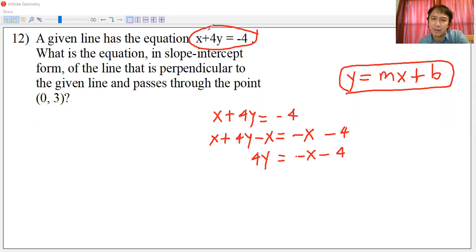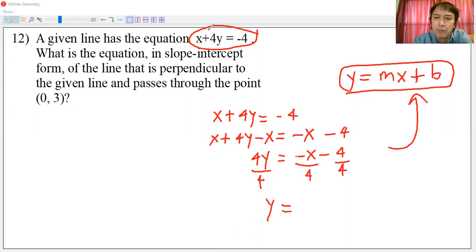Now, if we can make the left side just y, then it will take this form and we can find the m. So we divide each of the terms by 4. This reduces to y equals negative 1/4 x minus 1. There's the given equation, and we can clearly see the slope is negative 1/4. So m is negative 1/4.